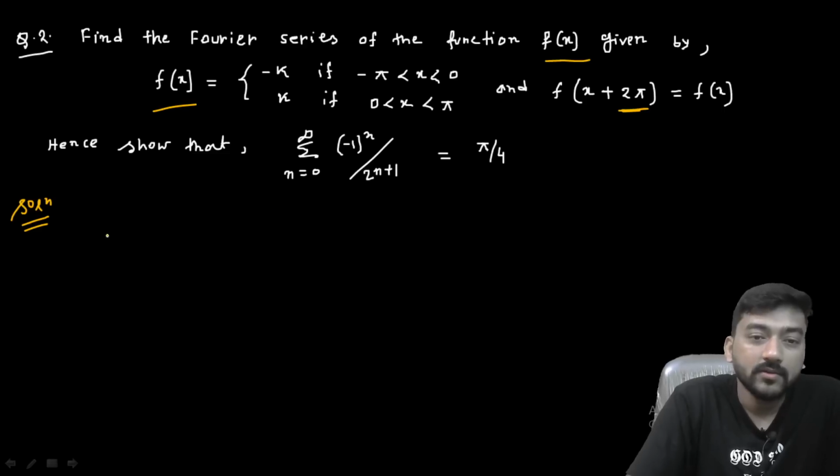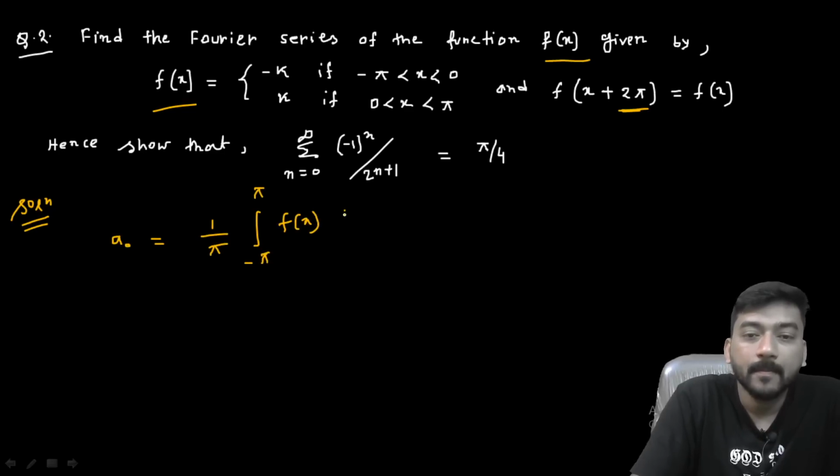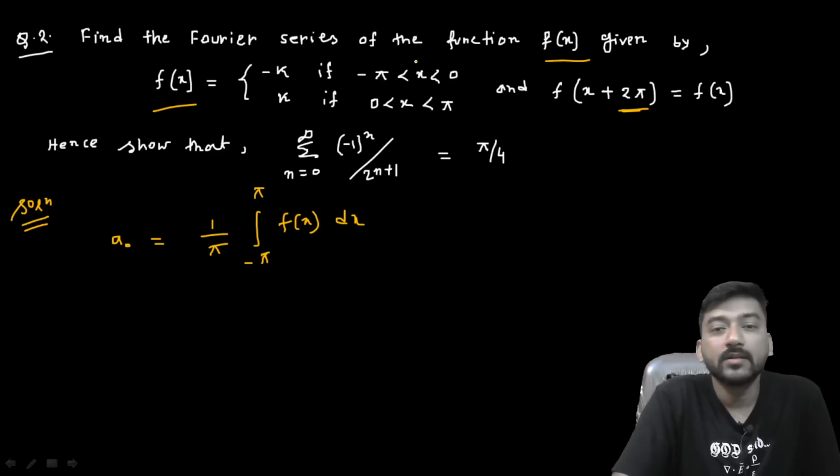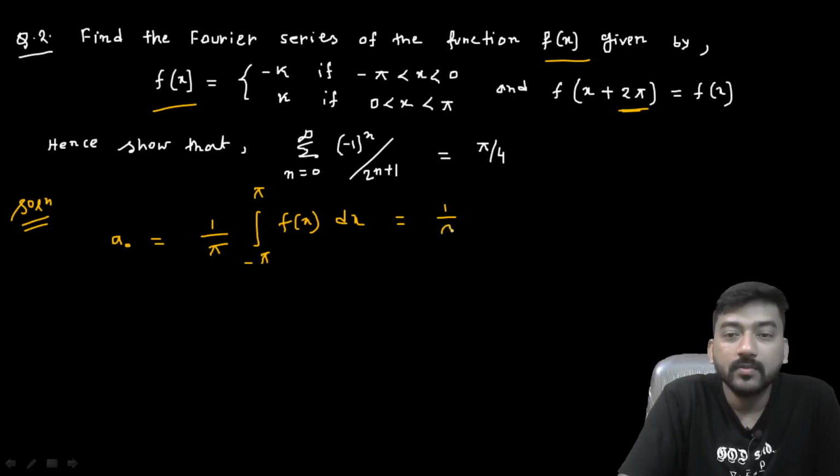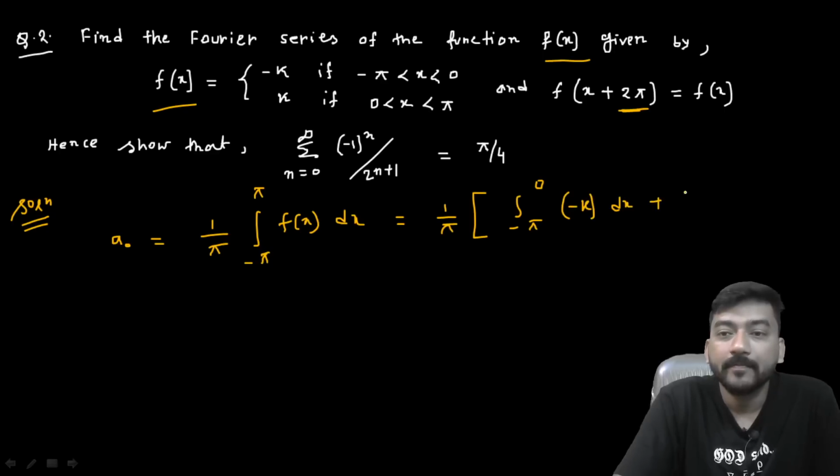So what is a0? We have a0 equal to 1 upon pi, integration from minus pi to pi of f of x dx. Now we have to break this limit into minus pi to 0 and 0 to pi. So what will you get? You will get 1 upon pi, the first interval is minus pi to 0, with minus k dx, plus the integral from 0 to pi of k dx.